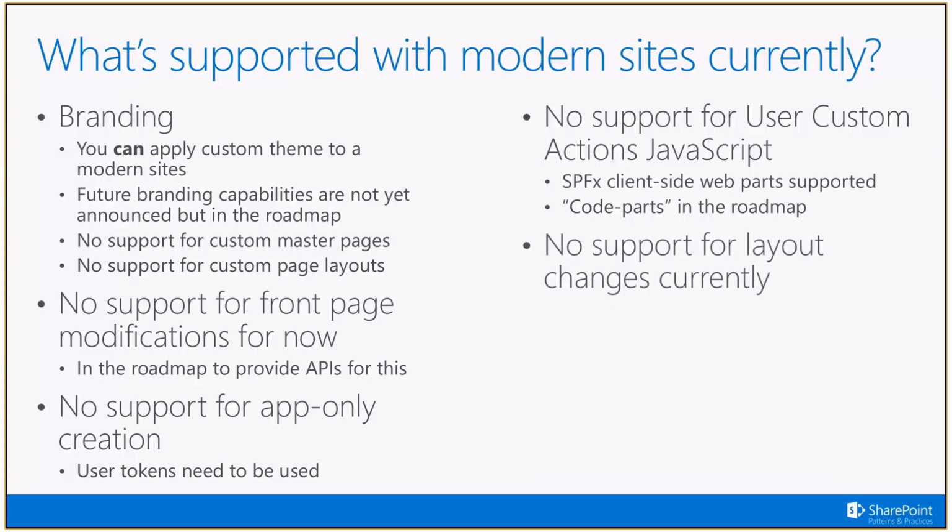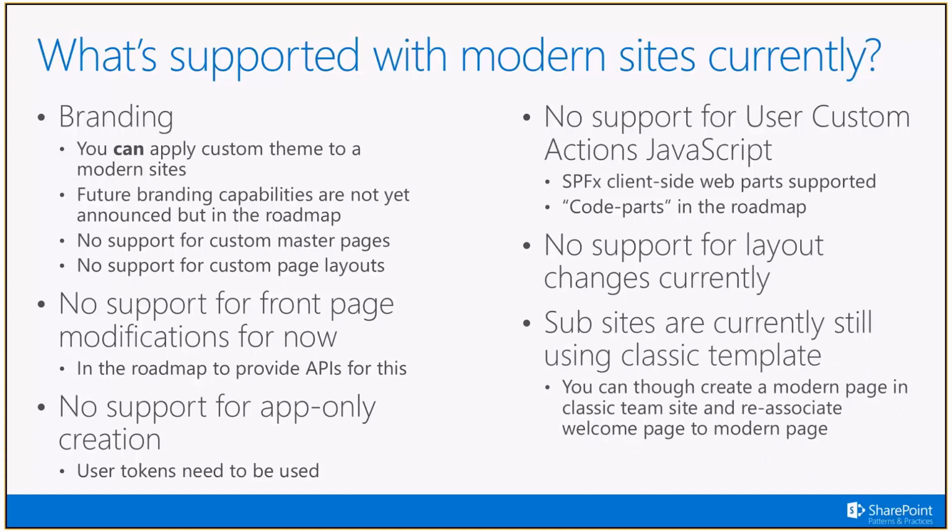There's no support for layouts. Change is currently mentioned already under the branding section, but called out here explicitly as well. And the subsites are currently still using the classic template. So when you're creating a modern team site, if you create a subsite underneath the root site of the site collection, which is a modern team site, there's no modern subsite option available. So when you create it as a subsite, it is actually using classic mode, which you can, however, customize to be like a modern team site. And we're going to talk about that slightly later in the slides as well.